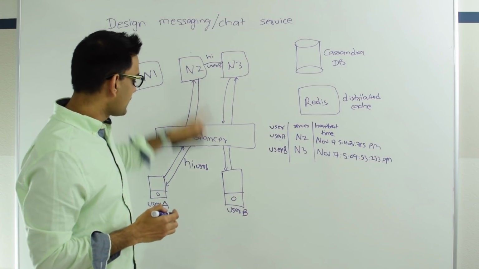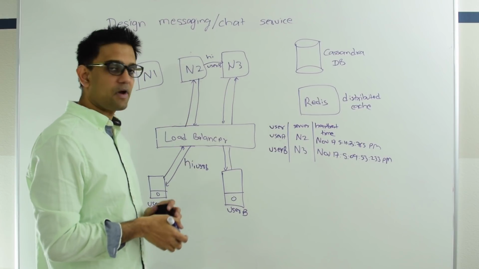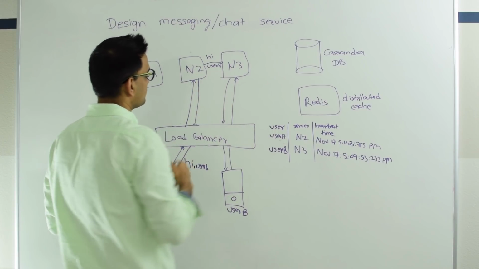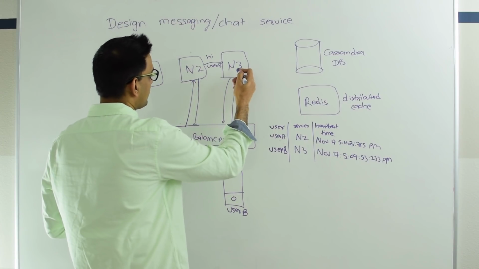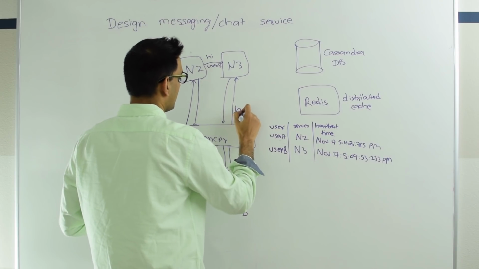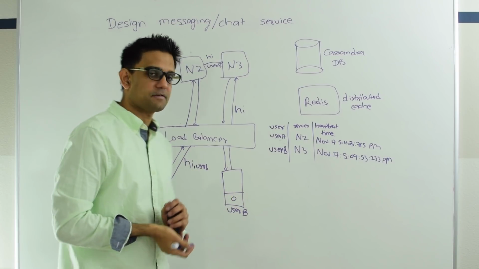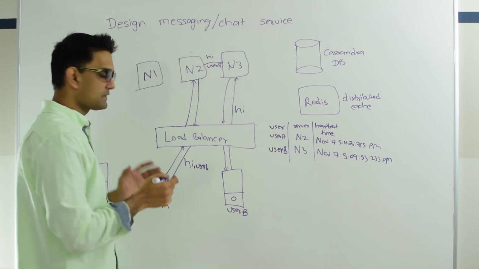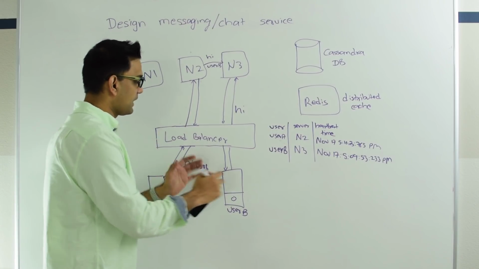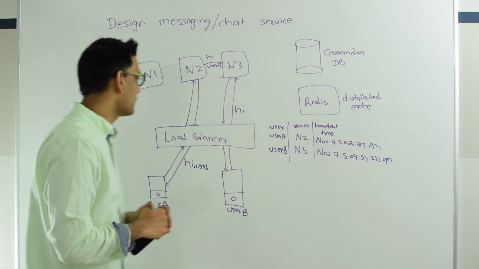N2 will not initiate a direct connection with user B. Why? Because N3 already has this WebSocket open, so why spend another connection? So he just sends this message to N3, and then N3 will send this message back to user B, and user B will instantly see this message. So this is the flow of what happens when both user A and user B are online. Obviously we skipped some of the Cassandra aspects, and I'm going to talk about that.